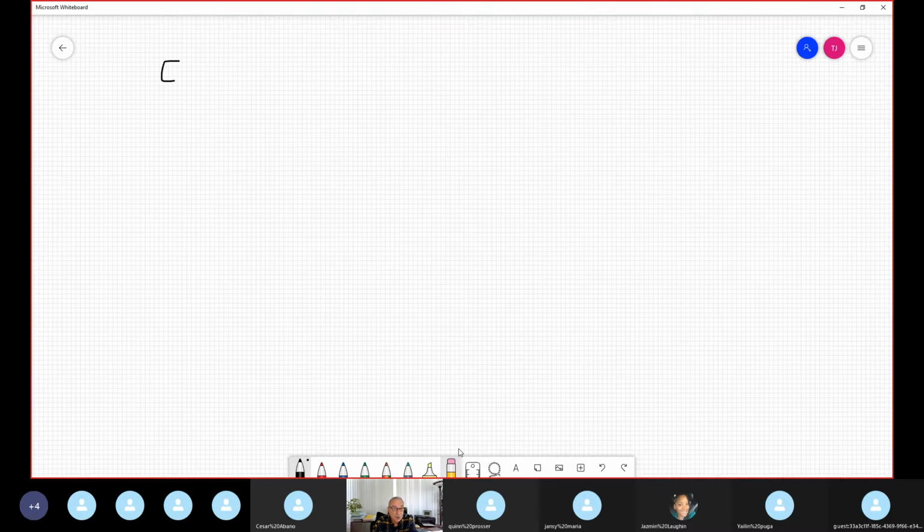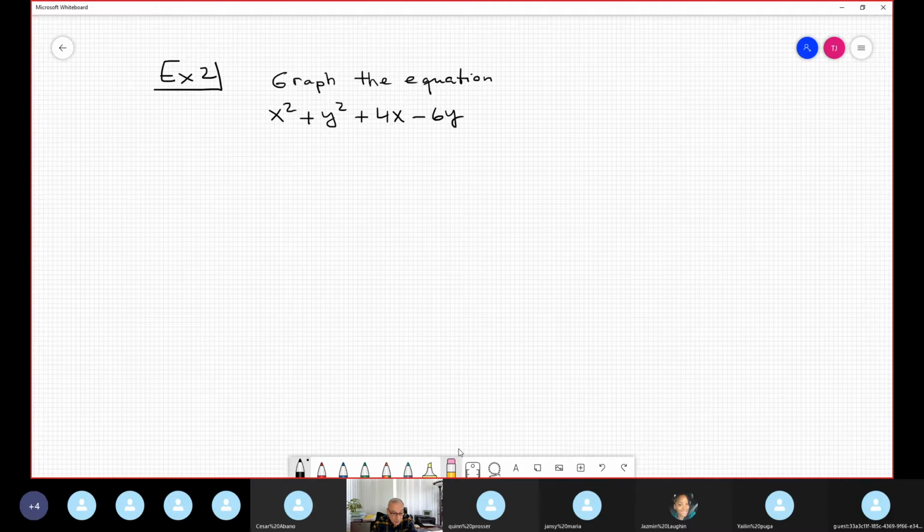Example 2 is a little bit more complicated because the equation of the circle is given in non-standard form. So it's given one equation, and I want to graph the equation. The equation is given like this: x squared plus y squared plus 4x minus 6y plus 12 equals 0.